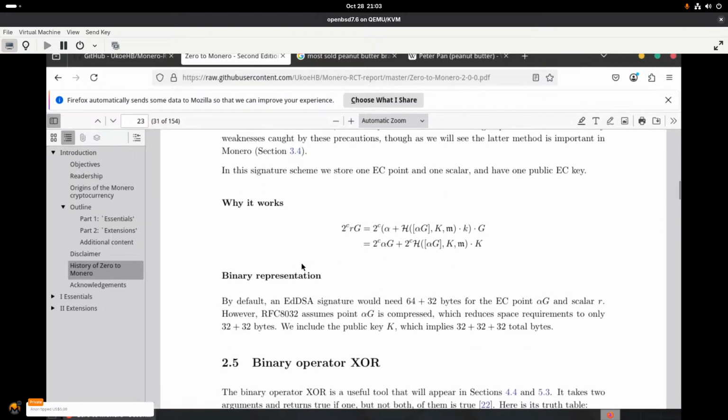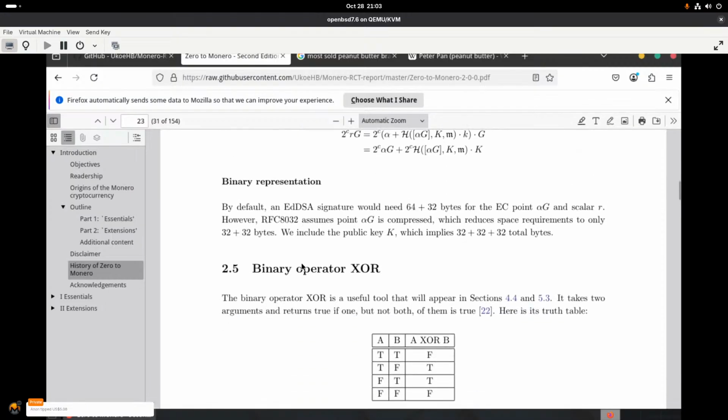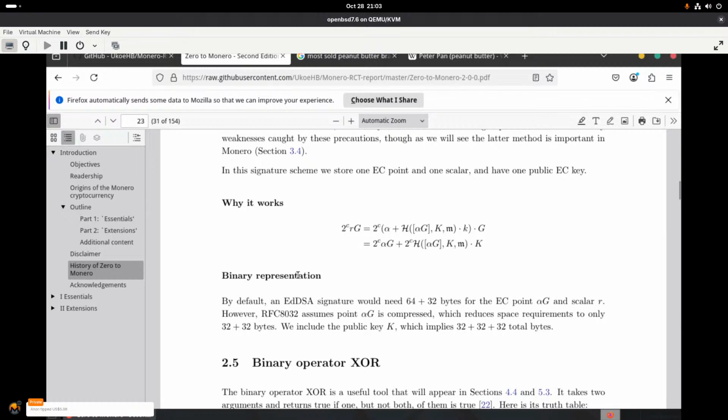In this scheme, we store one EC point and one scalar, and have one public EC key. Why it works: 2^c rG equals 2^c (xG plus ch K) equals 2^c xG plus 2^c ch K.